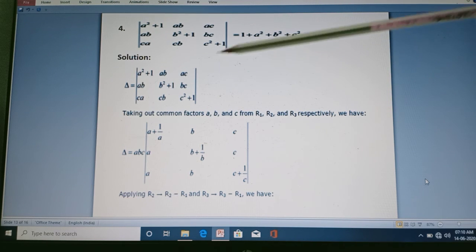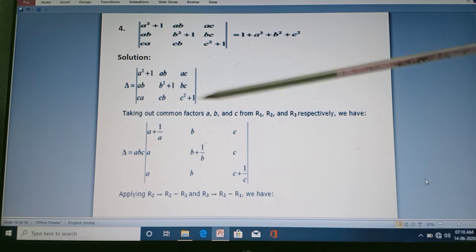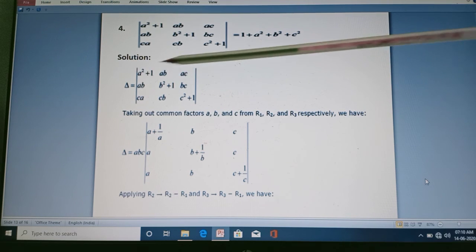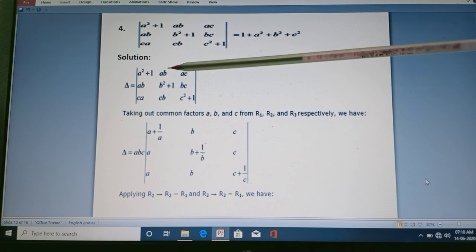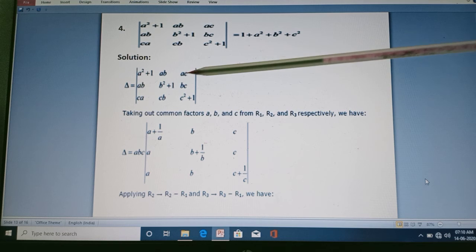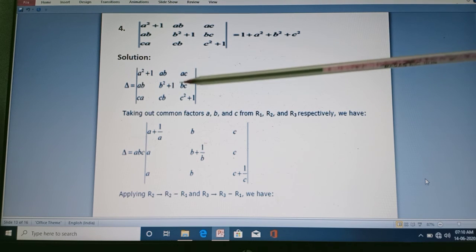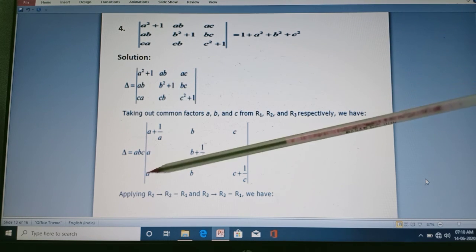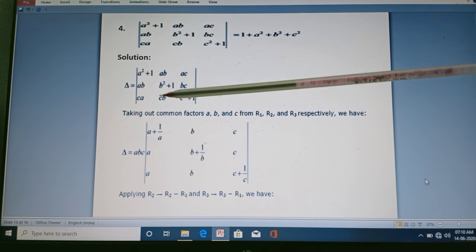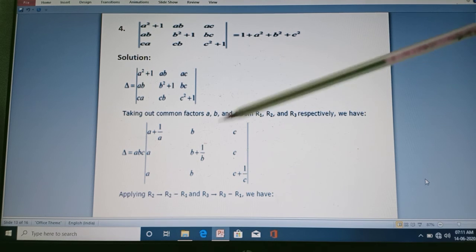First we will take common a, b, c from the rows R1, R2 and R3. So when you take a common from R1, we can write a square plus 1 by a, ab by a cancel b, ac by a cancel c. Take b common from R2, b cancel a, b square plus 1 by b, bc by b cancel c. ca by c cancel a, cb by c cancel b, and c square plus 1, we can write like this.